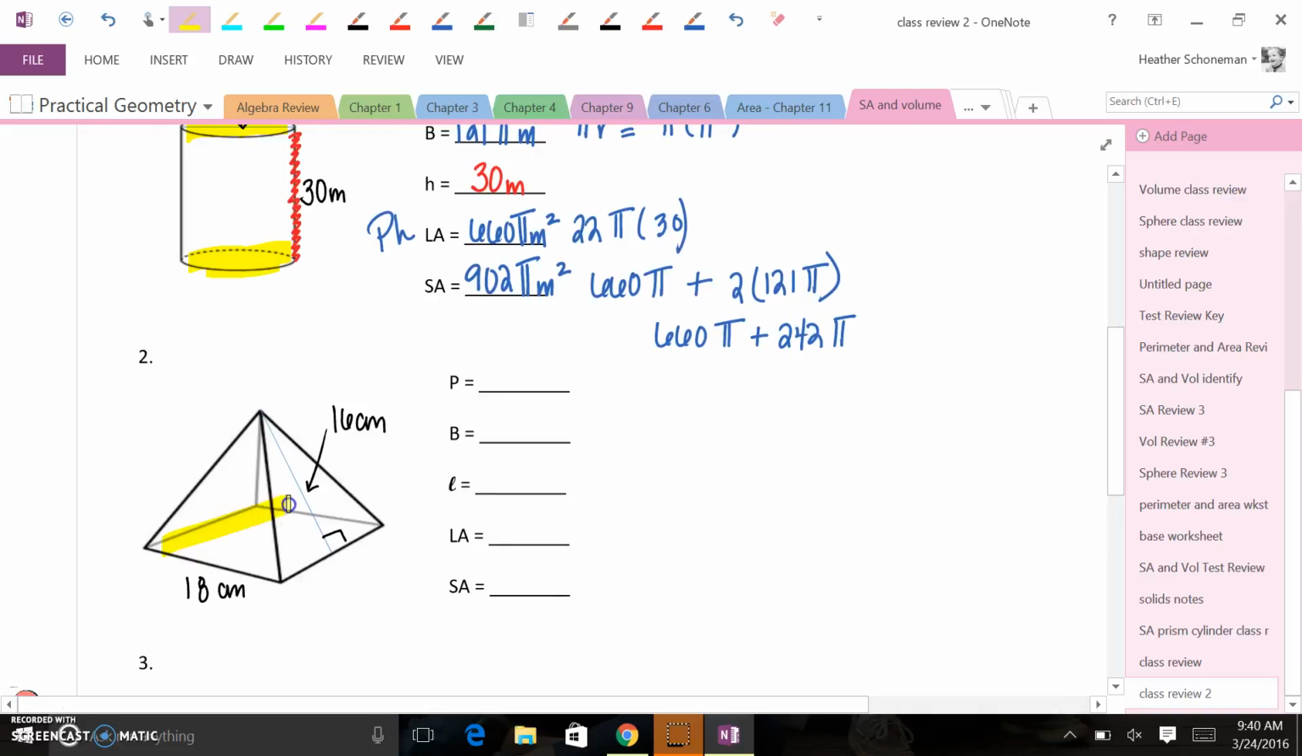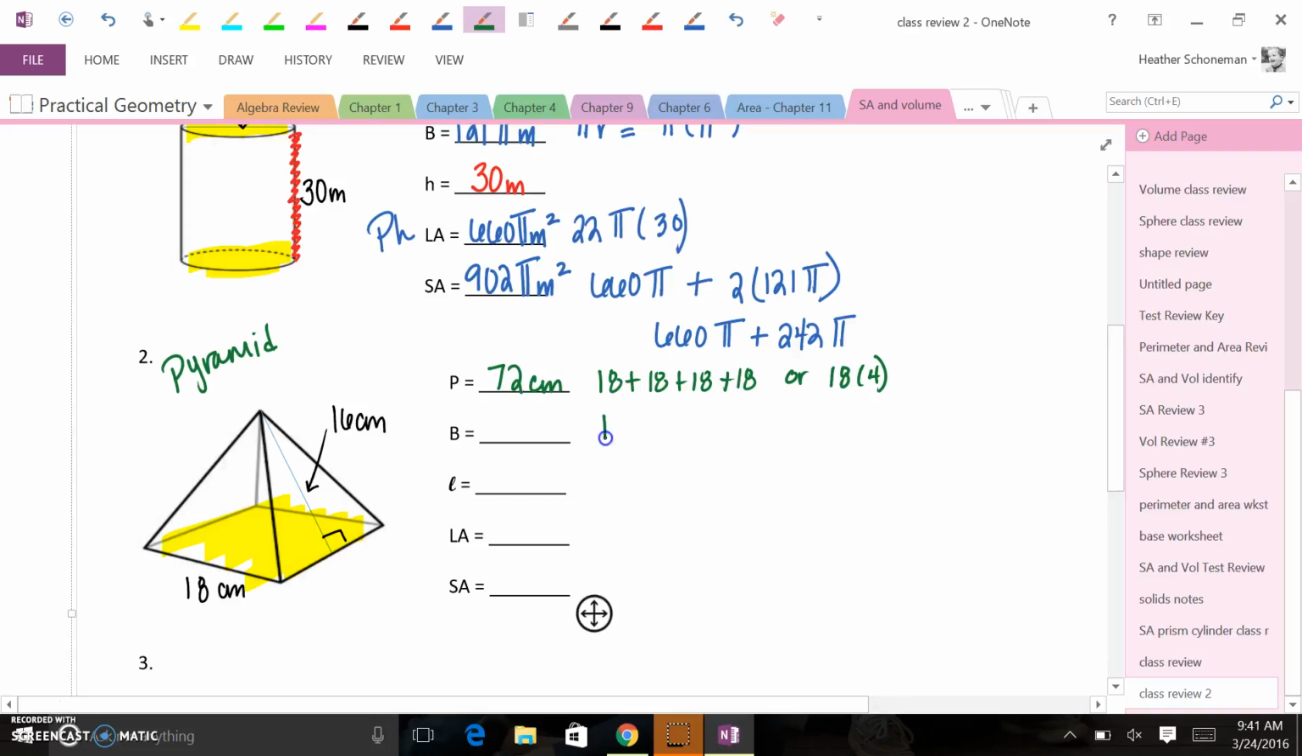Okay, let's take a look at the next picture. On the next picture, we've got only one base and all the sides are straight. That makes that a pyramid. Alright, so capital P still stands for the perimeter of one base. My base is a square, so to find the perimeter of the square, I have to do 18 plus 18 plus 18 plus 18. Or, you can do 18 times 4. Either one works, but 18 4 times gives us 72 centimeters.